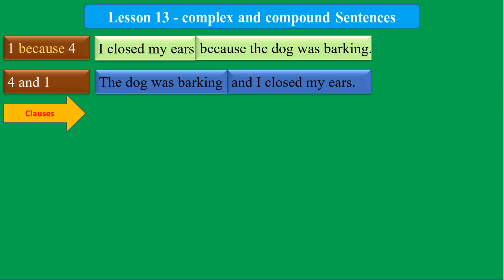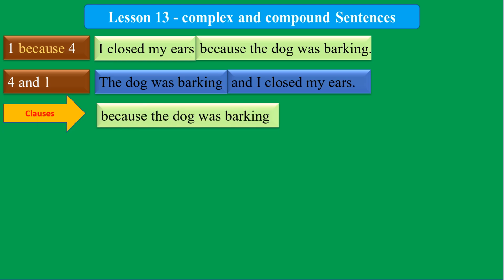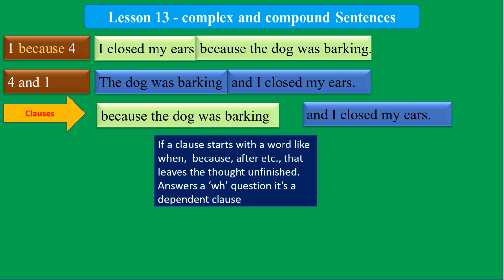Let's take the second clause of each of these sentences. Because the dog was barking. And I closed my ears. We have to learn something more about these two clauses before we go further. If a clause starts with a word like when, because, after, etc., that leaves the thought unfinished, answers a WH question, it's a dependent clause. Because the dog was barking, this is a dependent clause.